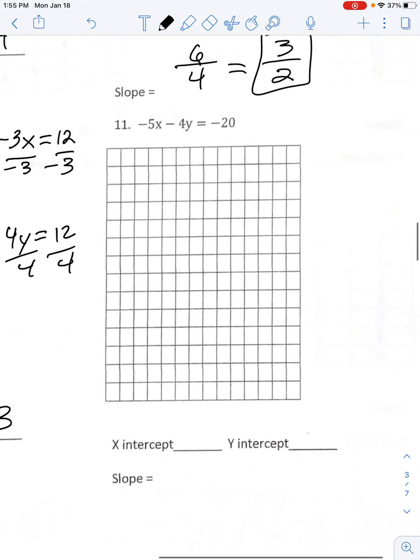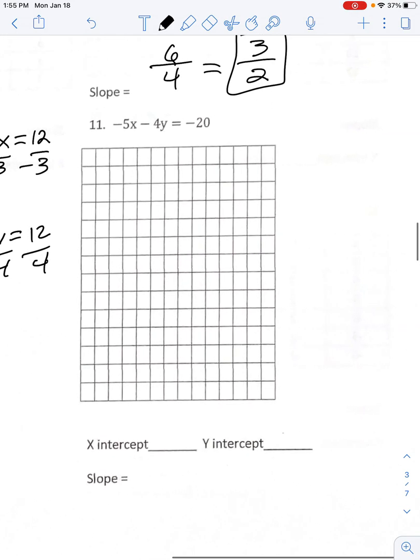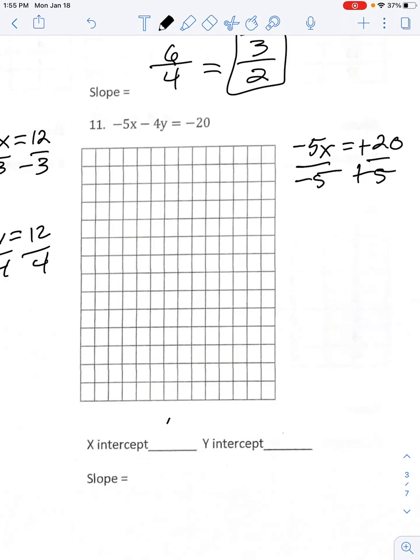All right, last one on this page. So same process. Okay, to solve for the x-intercept, take the y out. Negative over negative is a positive, so x is 4. To solve for the y-intercept, take the x out. Negative over negative is a positive, so y is 5.